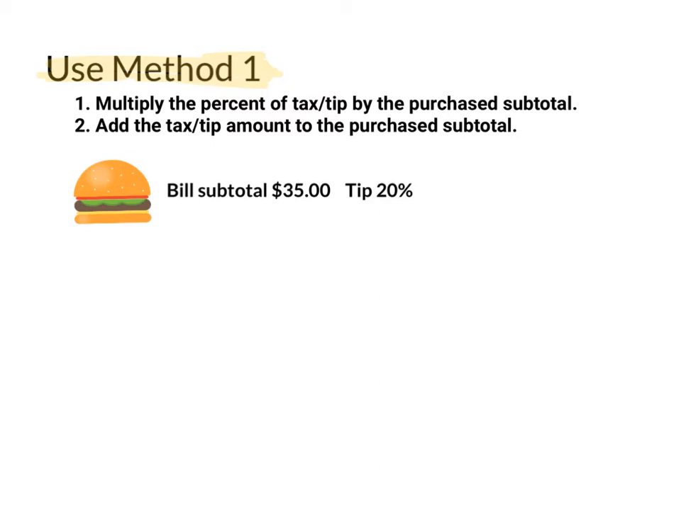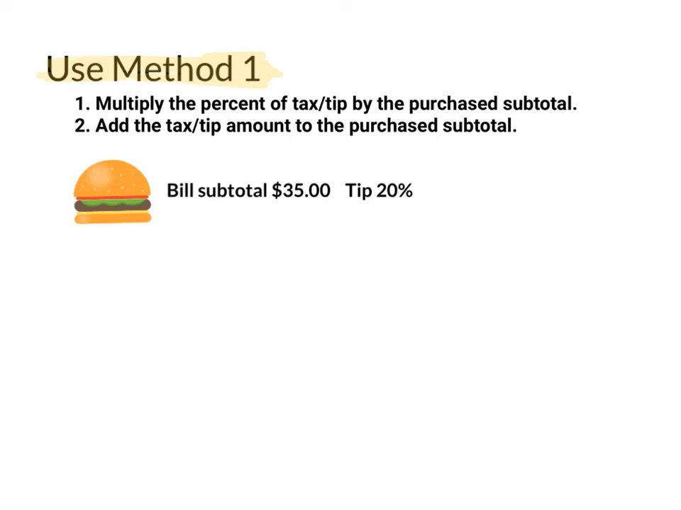Let's pretend that we are purchasing food at a restaurant and we have a waiter or a waitress who has served us. So in this everyday example, we would want to leave a tip for the server. If our bill has a subtotal of $35 and we want to give a tip of 20%, what is the total amount that we are going to pay the restaurant?